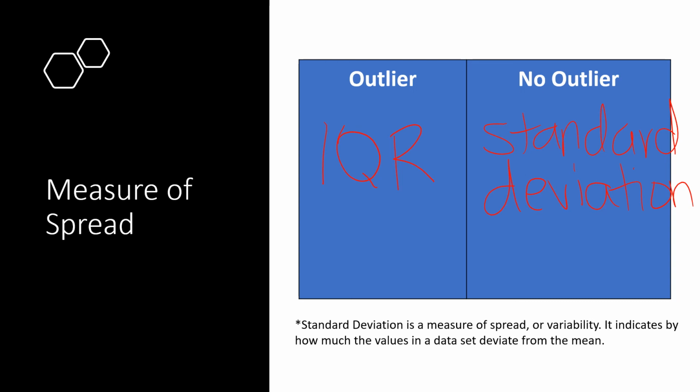Now, we are not going to go over how to find standard deviation, but I just want you to know that it's a measure of spread or variability, and it indicates by how much the values in a data set deviate from the mean. So if you found your average, the standard deviation tells you about how much your data points are away from the average.